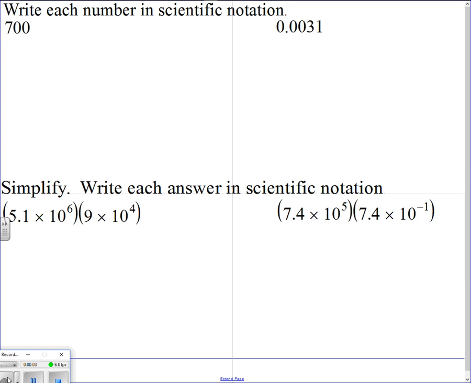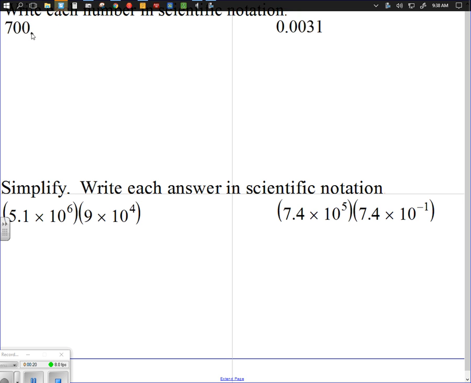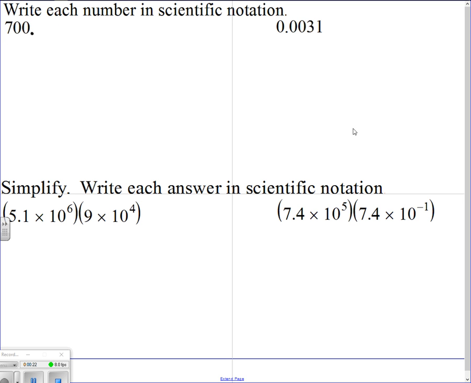Okay, this video is on how to write numbers in scientific notation. So basically what happens is you want this number to be between 1 and 10, and 700 is not between 1 and 10. So every number has a decimal at the end, and the only way I can make it between 1 and 10 is if I move the decimal.